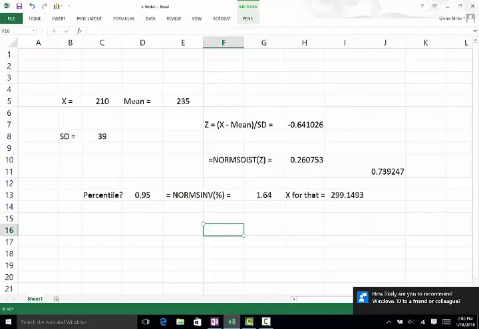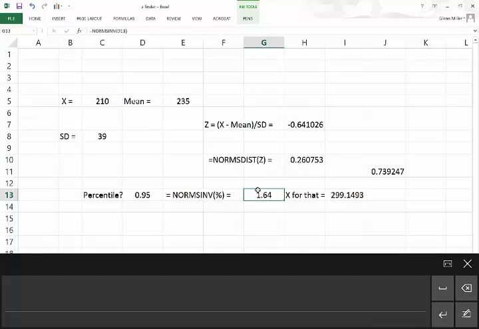that's found using NORM.S.INV. In my z-finder, I have that set up so that when I put in a percent here, it will compute NORM.S.INV there. NORM.S.INV of what's in this cell gives 1.64. And I set up this template that does the x value for that. So I want to be 1.64 standard deviations above the mean.